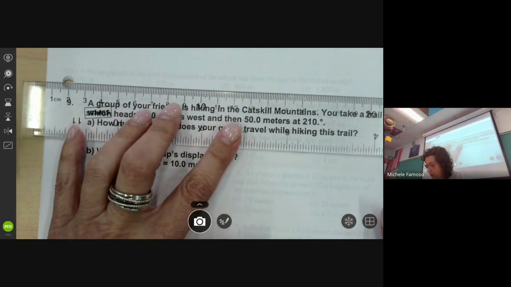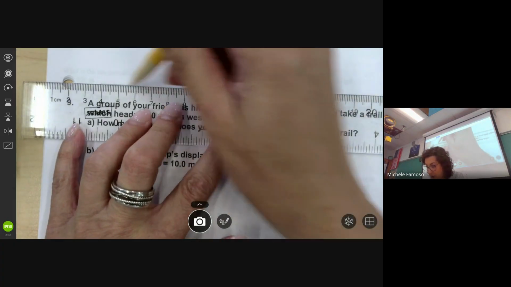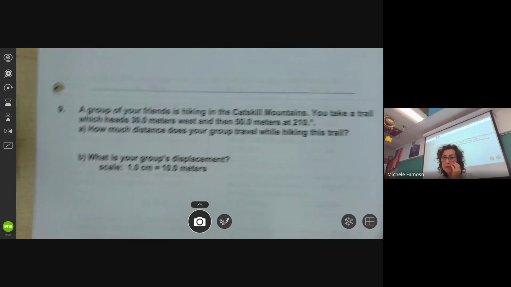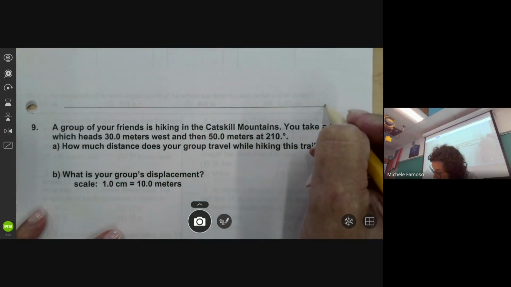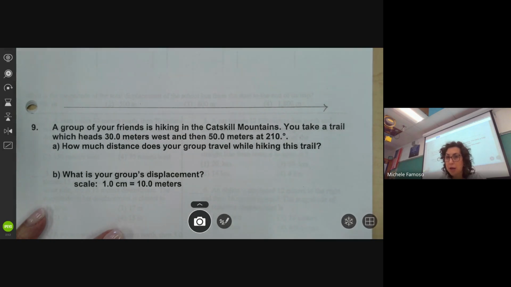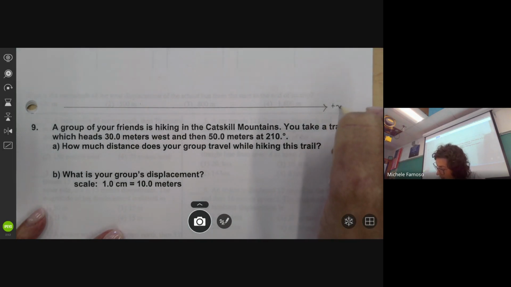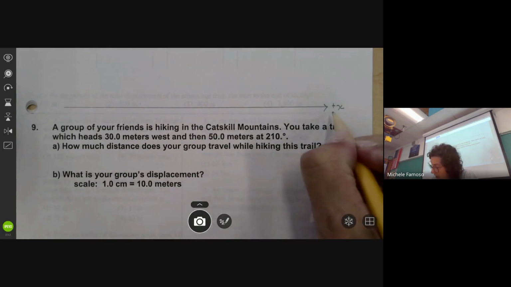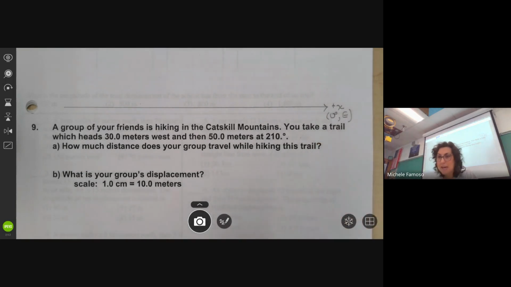So with your ruler, let's go ahead and draw a nice horizontal line. This is our x-axis. We are going to label this with an arrow to the right. That is the positive x direction. And the positive x, we should recall, is equivalent to 0 degrees and east.